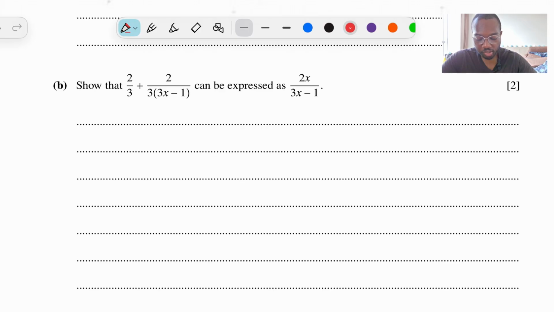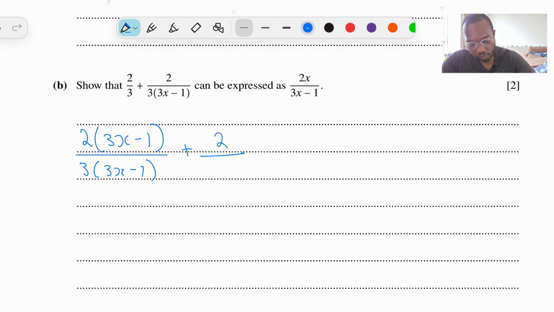Okay, for part B, we need to show that 2 over 3 plus 2 over 3 times 3x minus 1 can be expressed as 2x over 3x minus 1. So effectively, we just need to work out that fraction, okay? So to do that, with the 2 over 3, what we can do is if we times that by 3x minus 1, we would get 2 times 3x minus 1, okay? And that would be over 3 times 3x minus 1, and that would be plus the 2 over 3x minus 1.